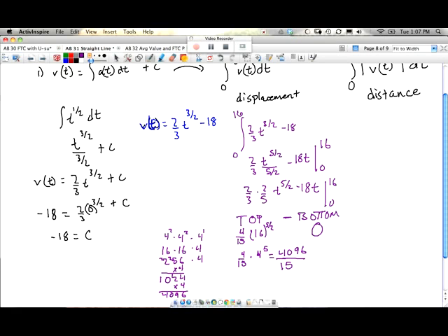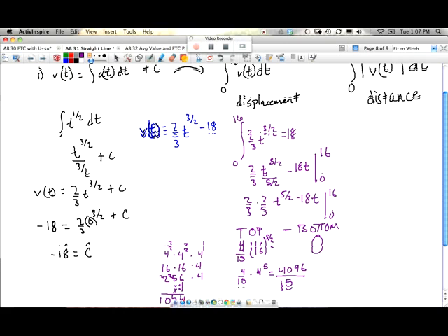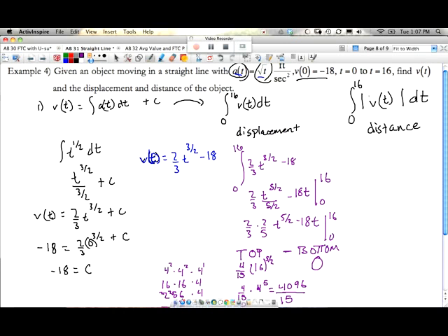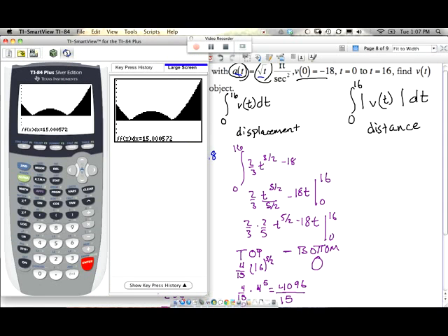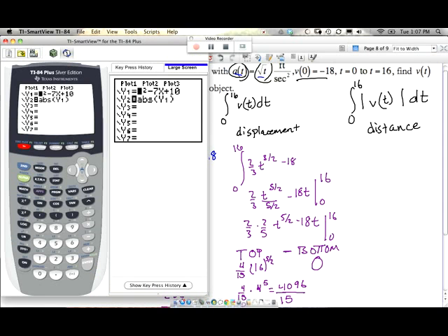That is crazy. So distance. What's the difference with distance? We've got to take care of this absolute value. Well, let's take a look at the graph and see what's happening. If I were to look at this graph, I'm not going to look at the absolute value of it yet. But let's look at the original.